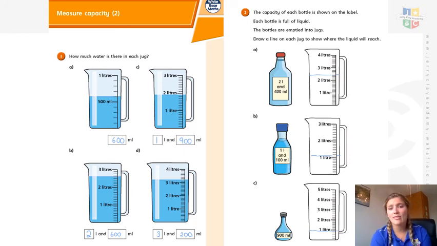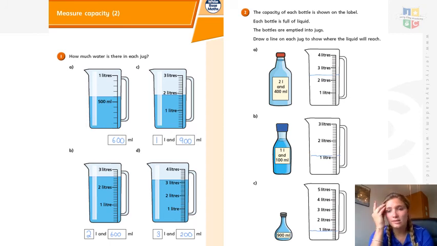Part C, again they are going up in increments of 100 millilitres. Again I know I've got 1 full litre, so 1 litre, and I have got 900 millilitres. Again you could have taken off 100 from the next litre to find out that there will be 900. And finally, the last one, again, we're going up in 100 millilitres. So I've got 3 full litres and 200 millilitres.